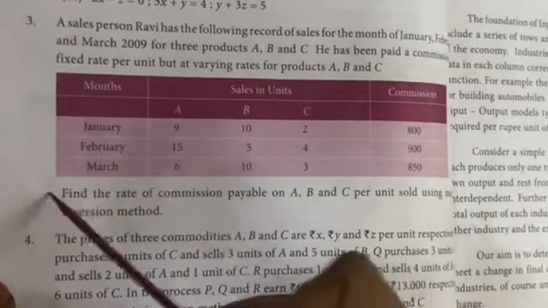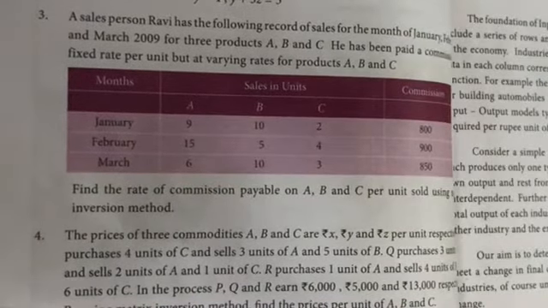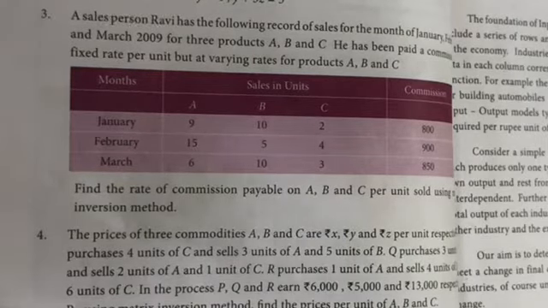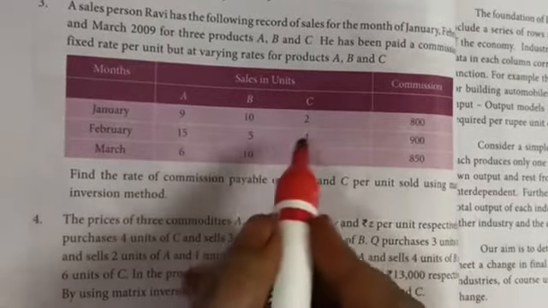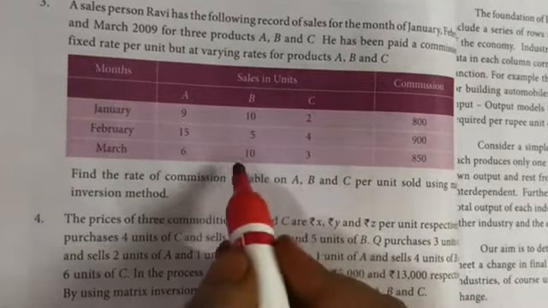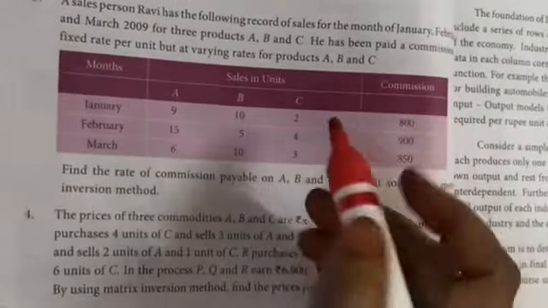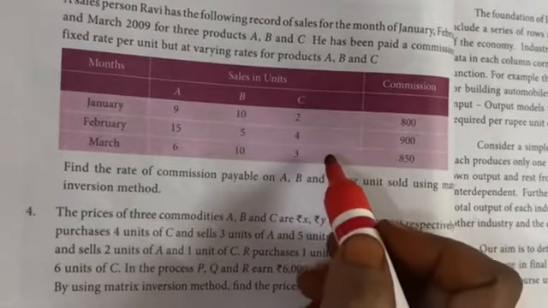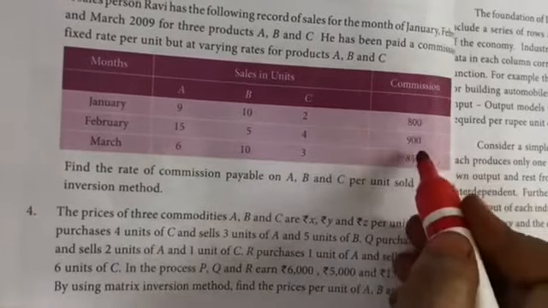Okay, so here they didn't give it as an equation, but as a word problem. So we can take the numbers as the elements of a matrix. So 9, 10, 2, 15, 5, 4, 6, 10, 5, 10, 3 are the elements of the matrix A. Here we have three products, so these are the three variables. We can take them as X, Y and Z. And this is the commission, 800, 900 and 850, as the matrix B.